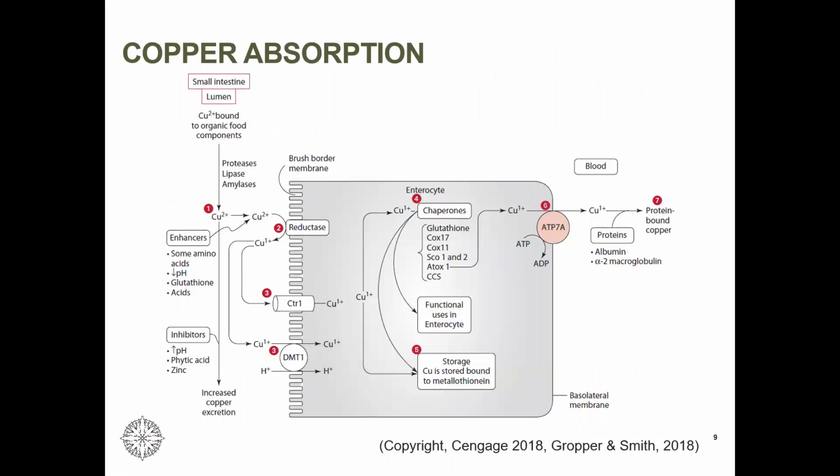Usually I've noticed students get confused about the role of chaperones and copper transporters. So just saying that again: at the brush border, we have copper transporter 1 and DMT1 that transport copper inside the intestinal cells. And chaperones are just co-transporters that help copper move around inside the cell, intestinal cells or liver cells. That's sometimes a confusion I've noticed students have.